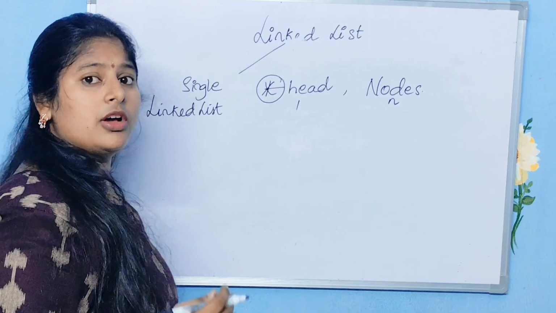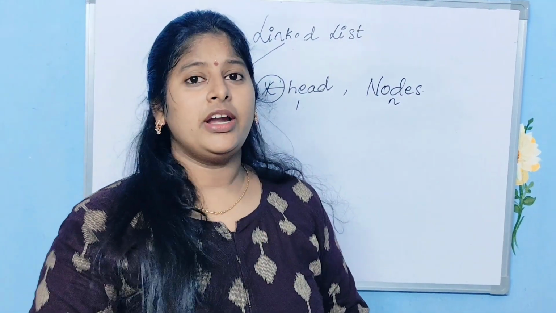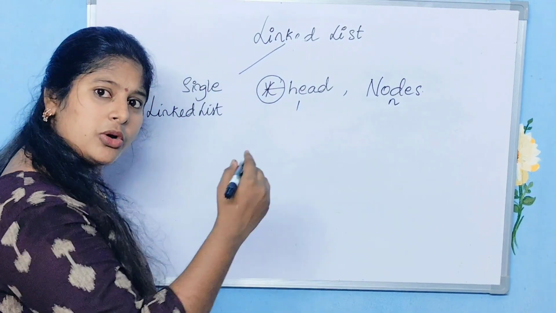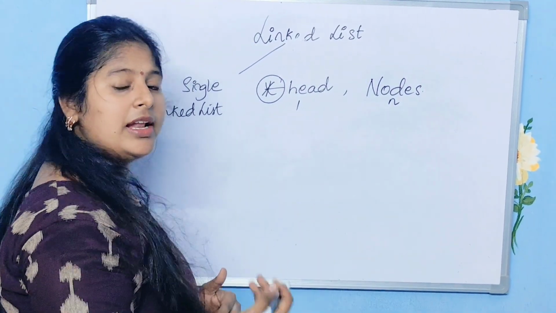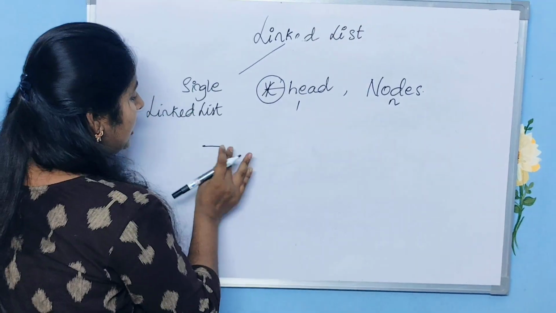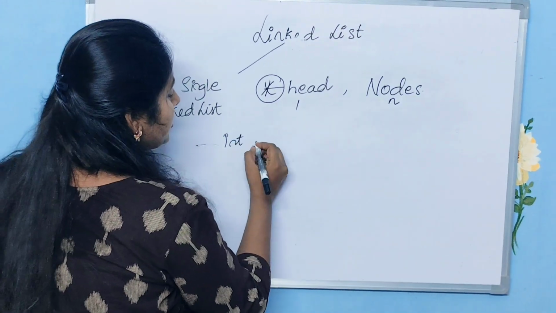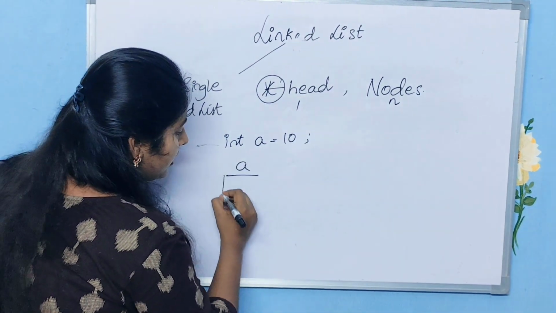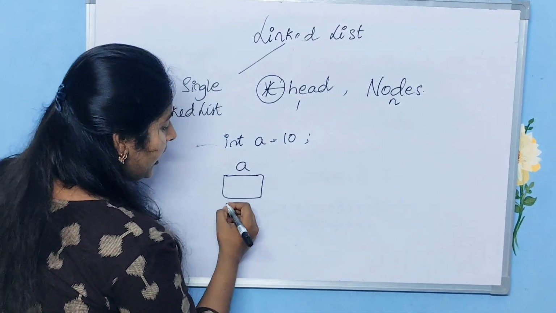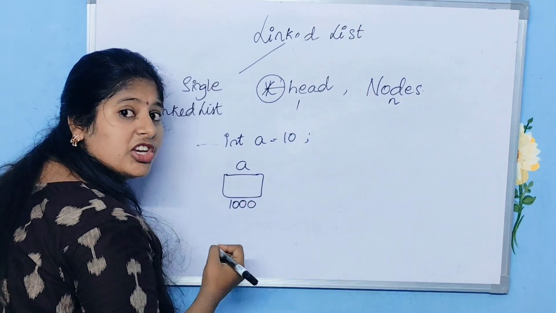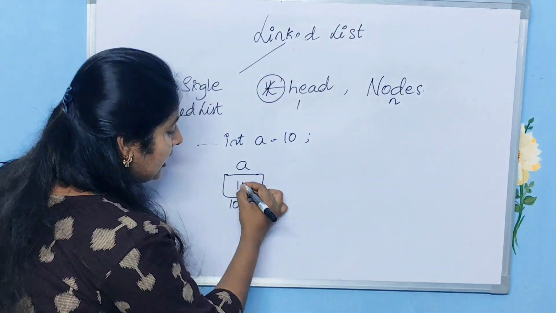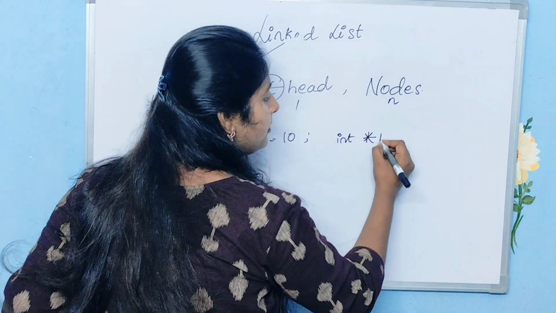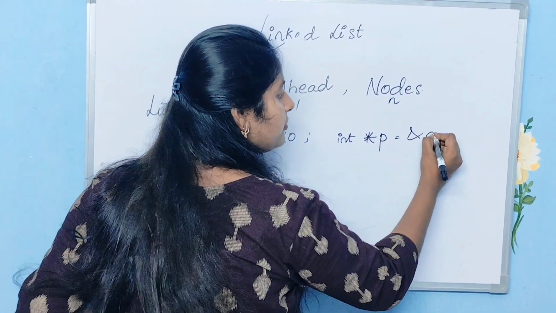We have gone through the topic pointers, right? A pointer is a special type of variable that stores the address of another variable. So let me show you how this pointer is being used in the linked list concept. Say for example, this is my variable int a = 10. In my memory, there is a variable called a, say stored in memory location 1000, and my element 10 is stored over there. After that, I will declare a pointer, int *p = &a.